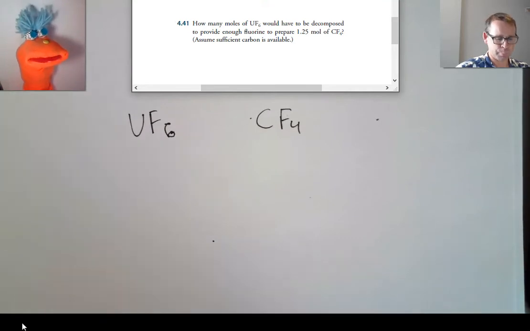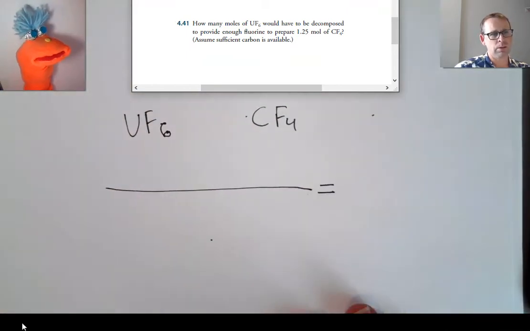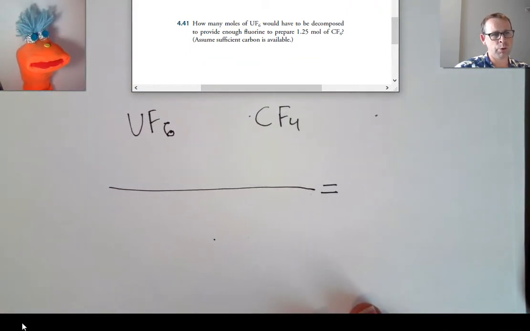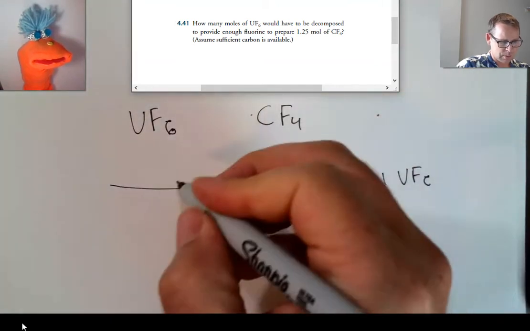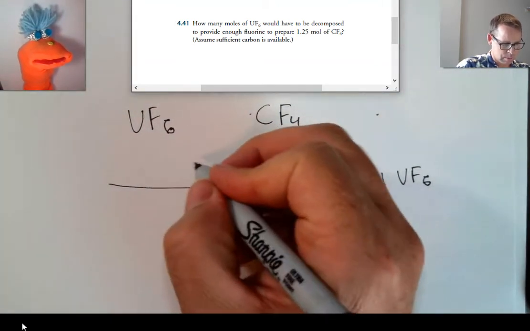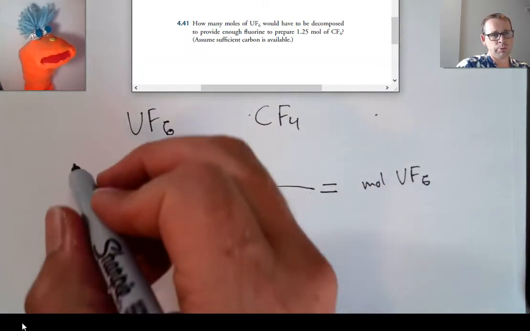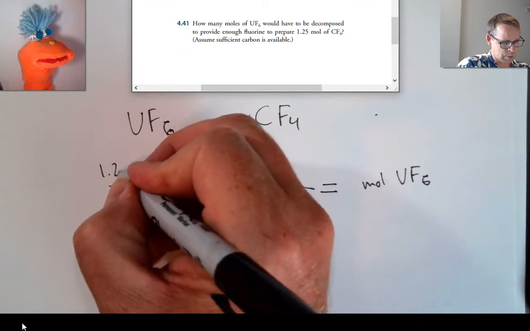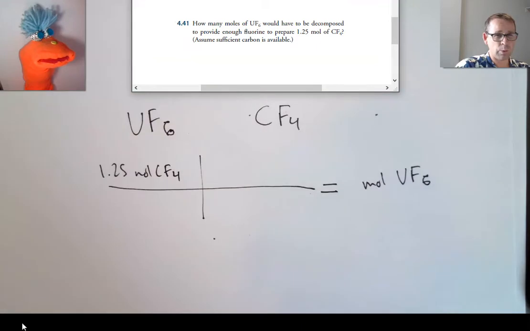I'm not sure. Well, do you know what they're asking? What goes to the right of the equal sign? It says moles of UF6. Very good. So we can just start with that. Moles of UF6. And what can I start with here? Is that the 1.25 moles of CF4? That's right. 1.25 moles of CF4.